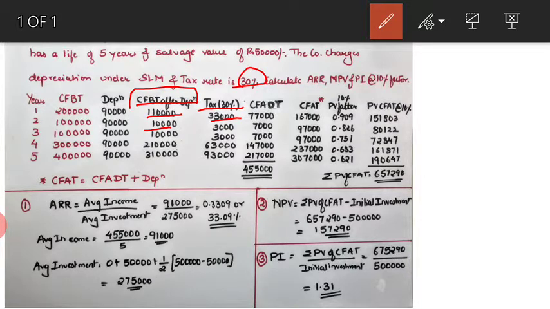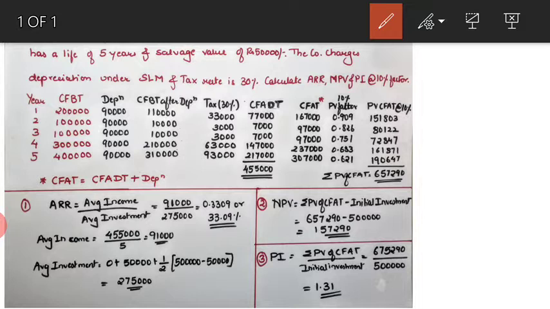10,000 into 30% is 3,000. 2 lakh 10,000 into 30% gives you 63,000 and 3 lakh 10,000 into 30% gives you 93,000. So this is how we calculate tax.